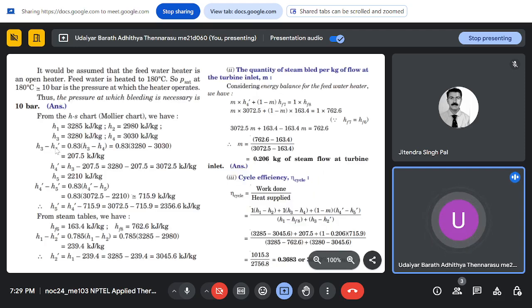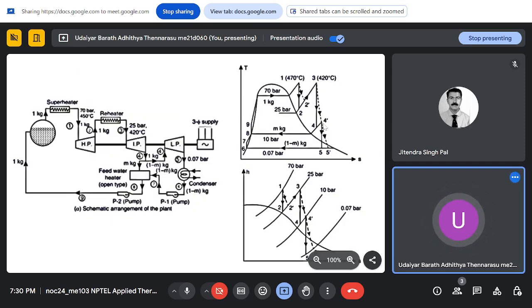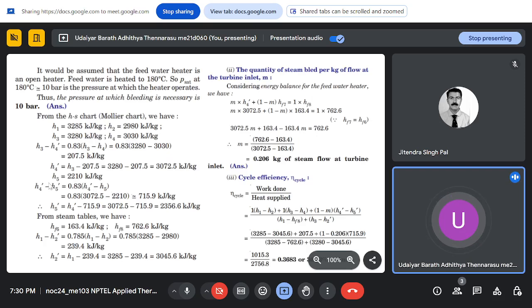So again, H3 minus H4 dash is 0.83 into H3 minus H4. From there we can find out H3 minus H4 dash, which is 207.5, and H4 dash. The same process we can estimate till state 4 and 4 dash. So using 4 dash we can estimate the entropy and then find out the enthalpy at state 5, and using the efficiency formula we can estimate state 5 dash. So that's what is happening next.